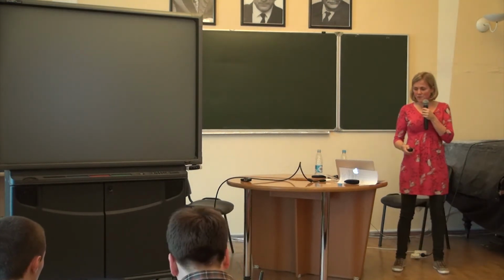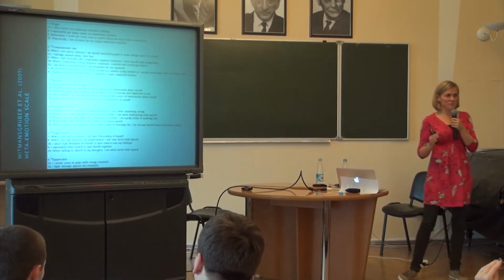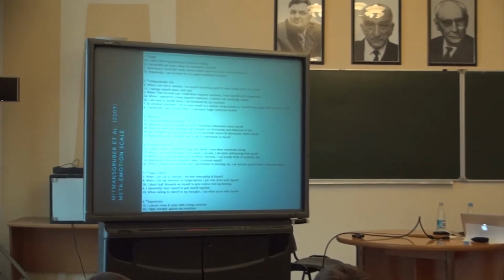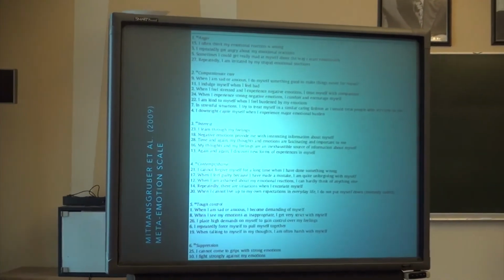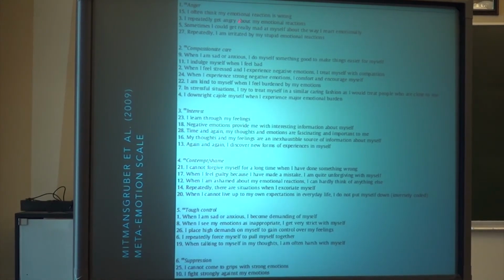This is a self-report questionnaire assessing six suggested components of meta-emotion. I don't know even if you can read this, but probably those of you at the first row. But I'm just going to refer, so these are the different subscales and the different items. So there's one subscale called anger, one called compassionate care, interest, contempt, shame, thought control, suppression. So an item from the suppression scale, for example, I cannot come to grips with strong emotions. Okay.